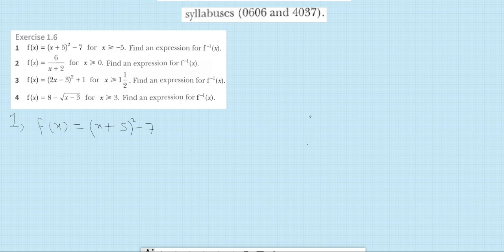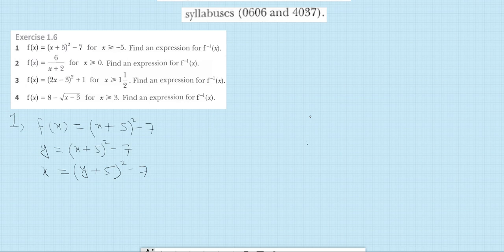So what is the first step? The first step is to replace this f(x) by y. So f(x) replaced by y: y equals (x plus 5) whole square minus 7. The second step is to interchange x and y. So this is y, we replace this y by x, and this is x, we replace x by y. What is the third step? To make y the subject.